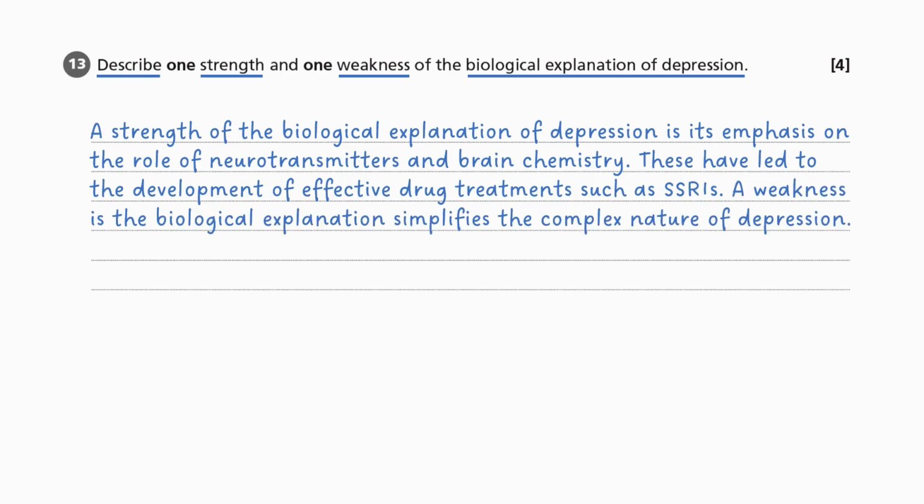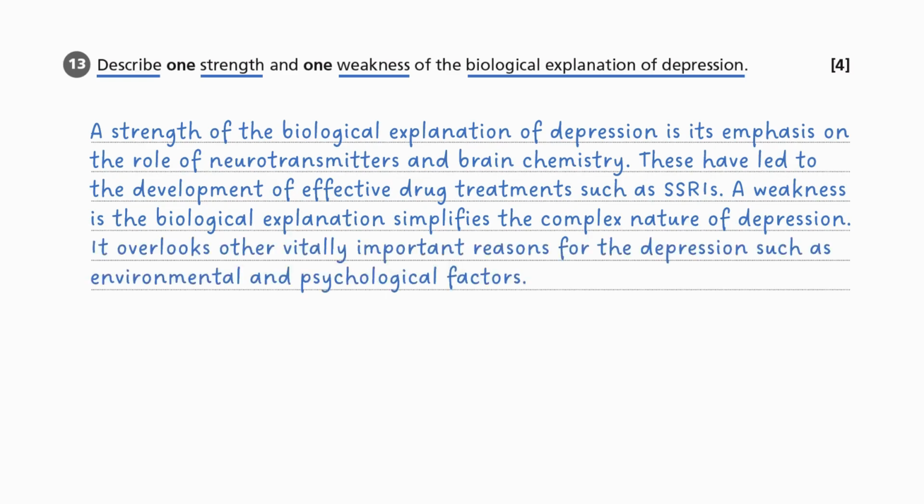A weakness is the biological explanation simplifies the complex nature of depression. It overlooks other vitally important reasons for the depression, such as environmental and psychological factors. So you can see there, you've got the point and then the explanation, and then the point and then the explanation, so that you can get all 4 marks.